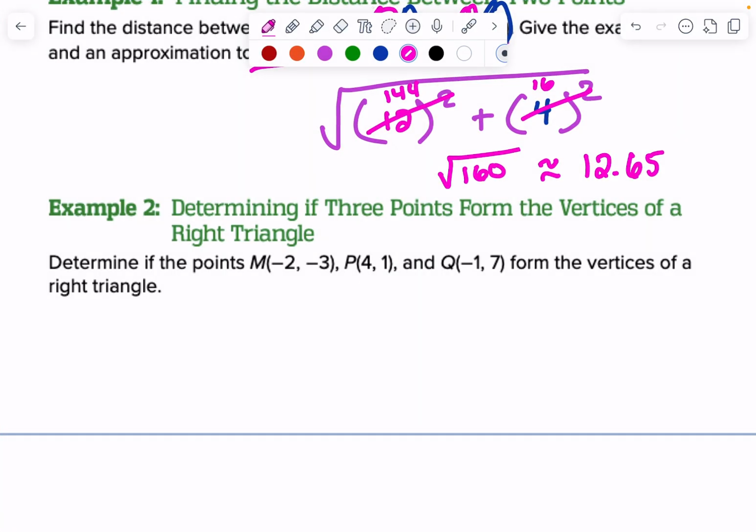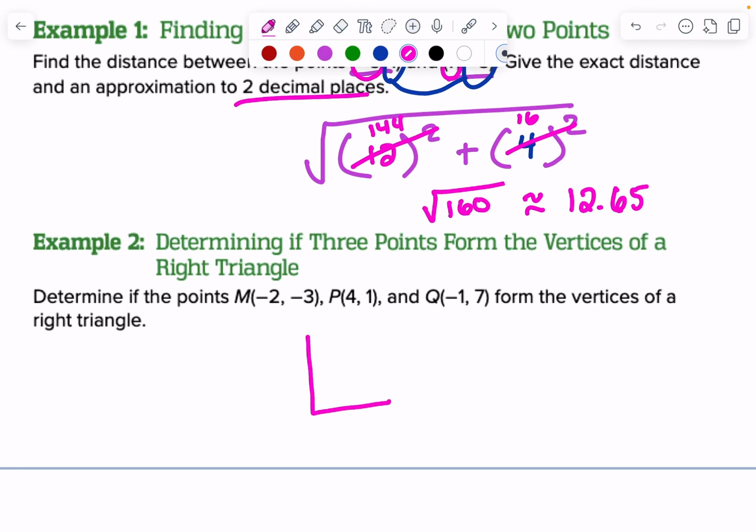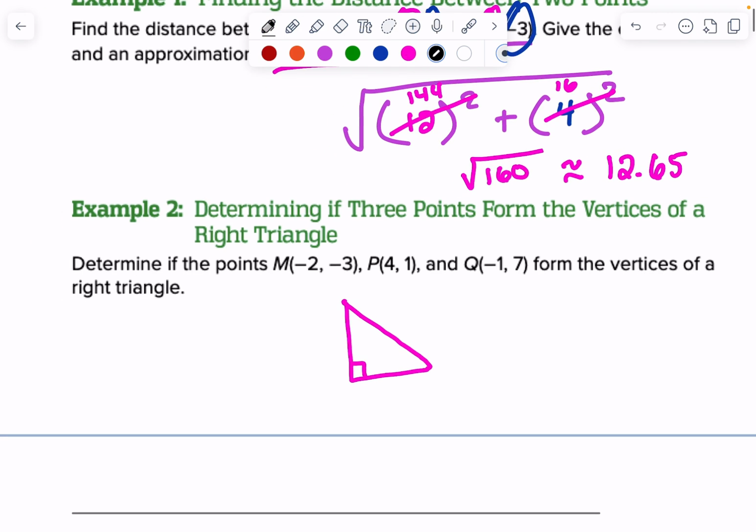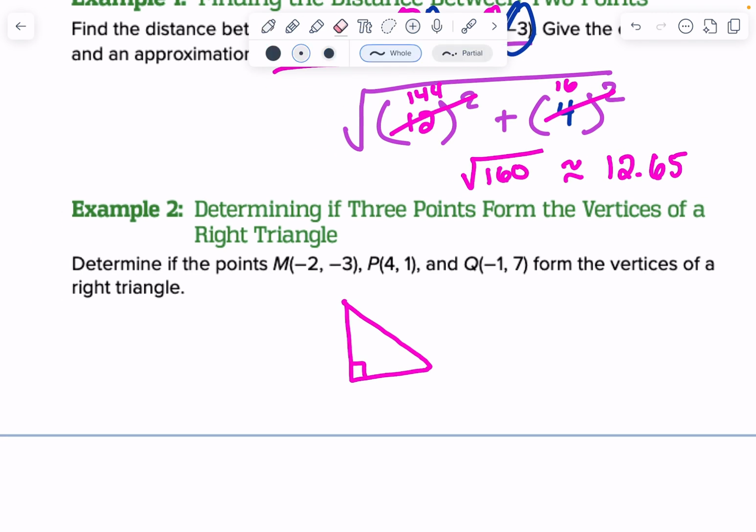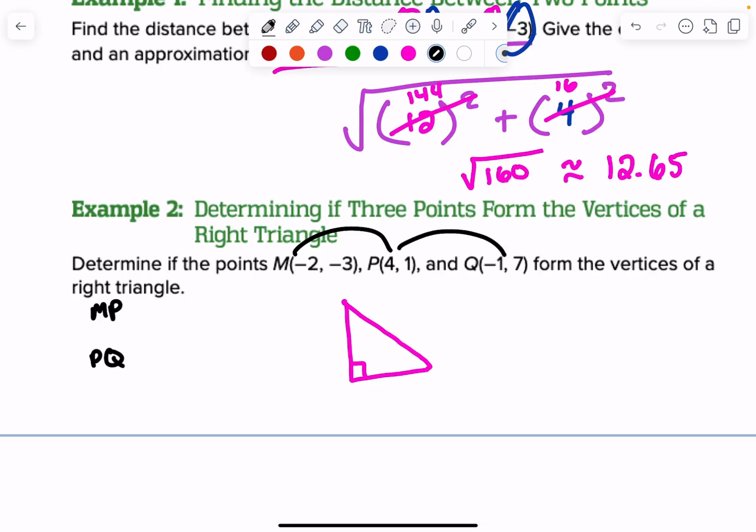Okay, now I'm looking at this, and this is kind of a loaded question, because how do I even know if it forms a right triangle? Well, I don't want to graph it. So what I'm going to do is find the distances of the sides. This is kind of cumbersome because you have to find three distances. So I'm going to find the distance from M to P, then P to Q, then M to Q, okay? So I'm going to find those three distances, and we're going to figure that out.